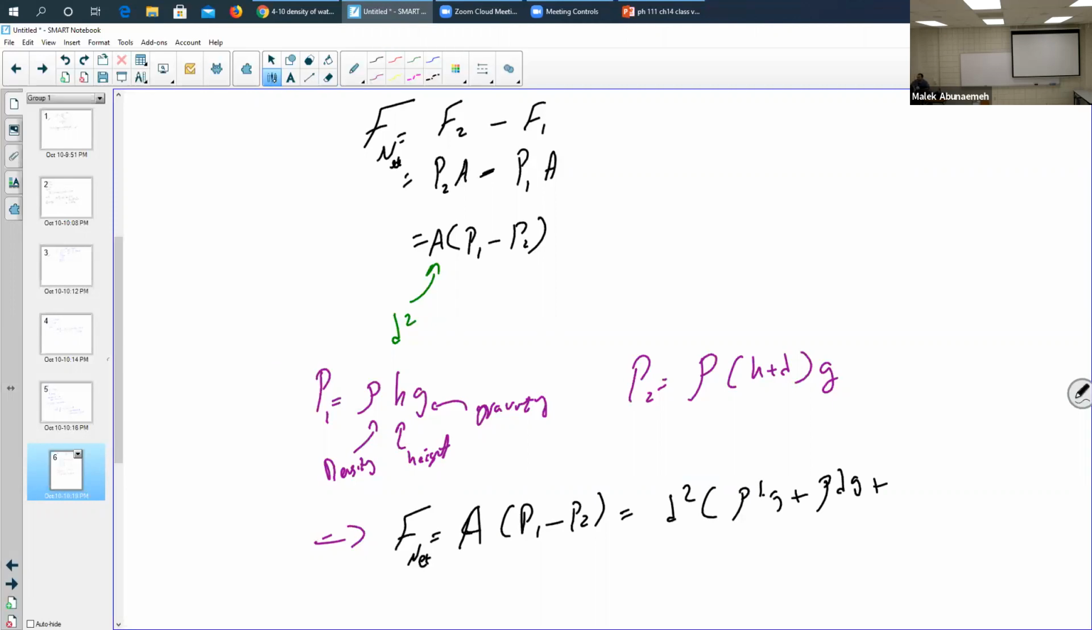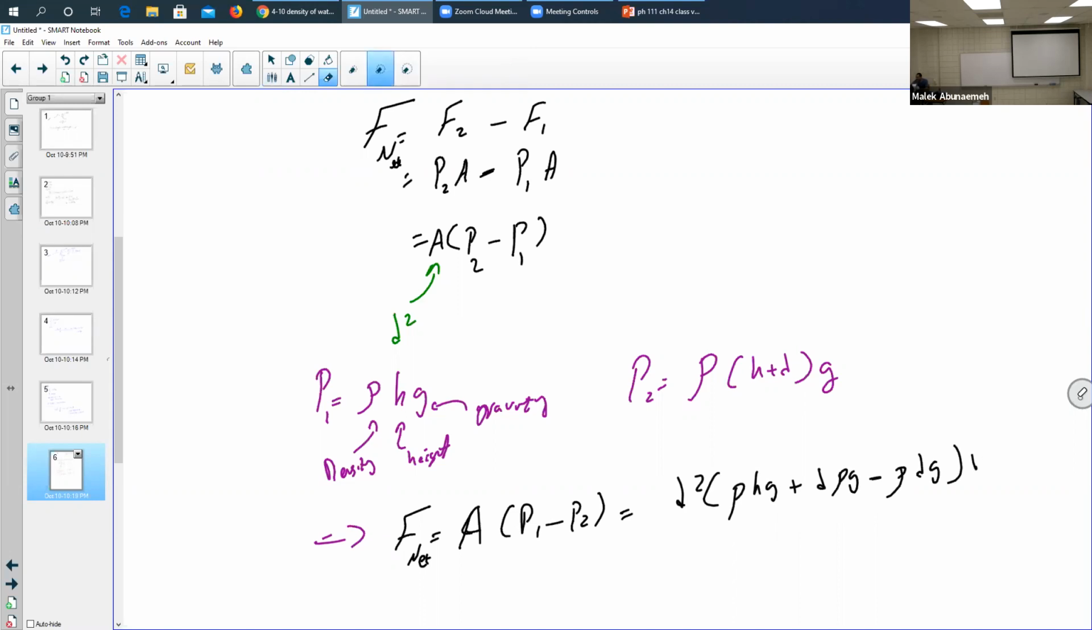I'm sorry, this is going to have to be P2 minus P1. I'm sorry, here it is. Let me just fix that. That is P2 minus P1. I just noticed that I flipped them by accident. So your net force is going to be your D squared multiplied by your rho Hg plus your D rho G minus your rho dg multiplied by, well, we got D squared on there.